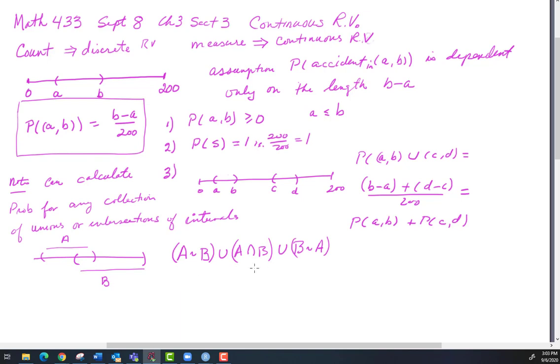And these would all be disjoint. So we're just saying that I could express this as this little piece union this little piece union this little piece. Now it's possible to make up exotic sets that will not satisfy the axioms and that you can't find the probability of.